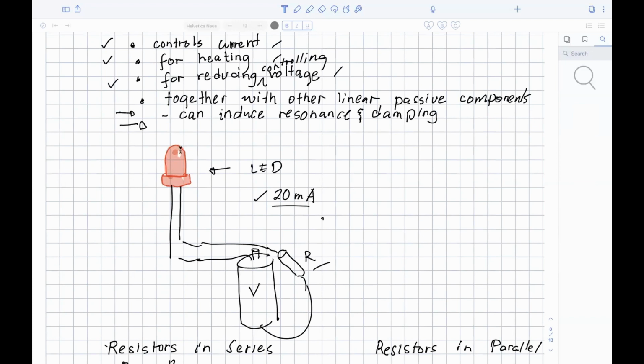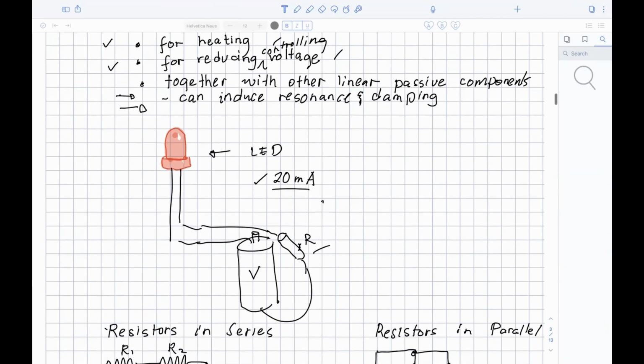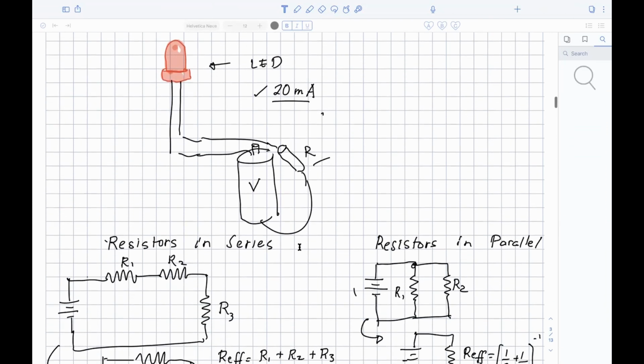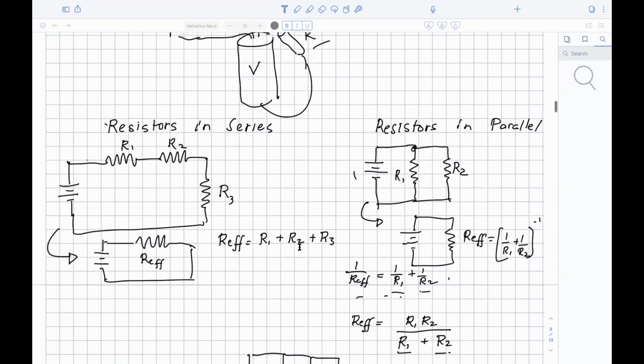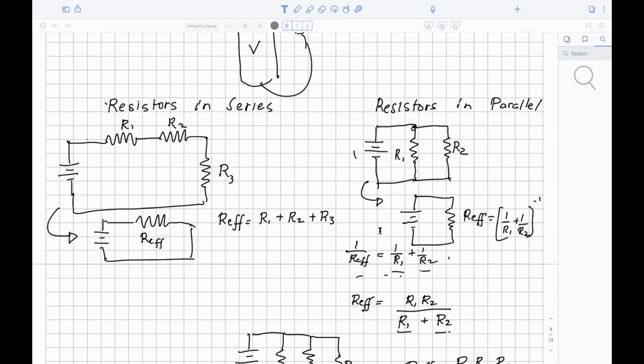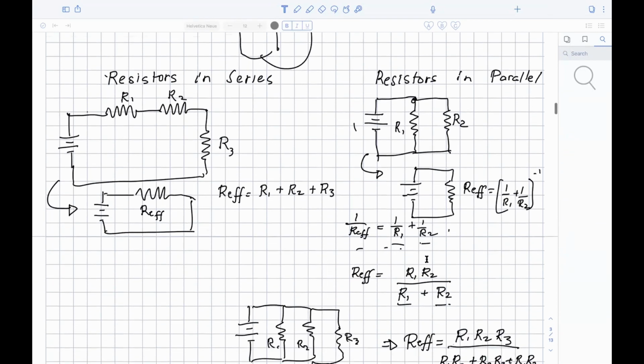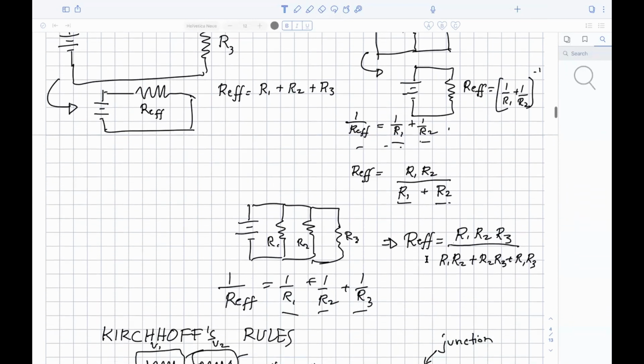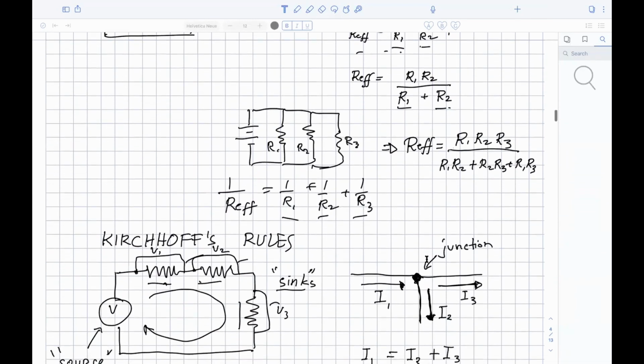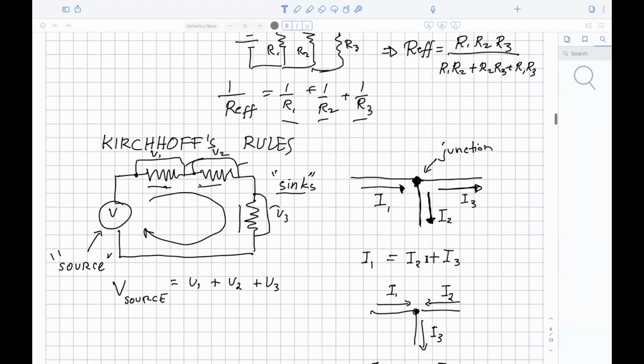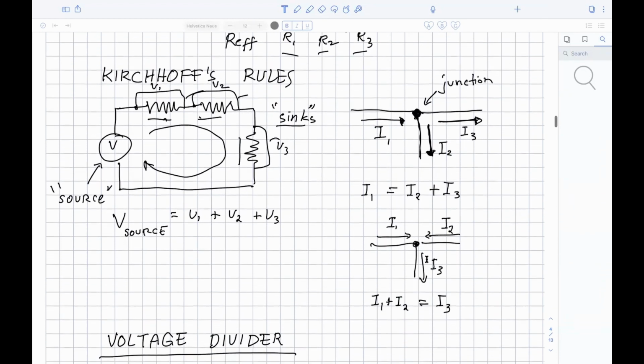For example, LEDs are very sensitive. If the current passing through is too high, you can burn or destroy it. So one way of controlling the current passing through is by using a resistor. This is just a review, guys, but you're familiar with computing resistors in series and parallel. You know this very well, right? Okay, so just pass through this. And of course, you've been using Kirchhoff's rules in your previous classes.